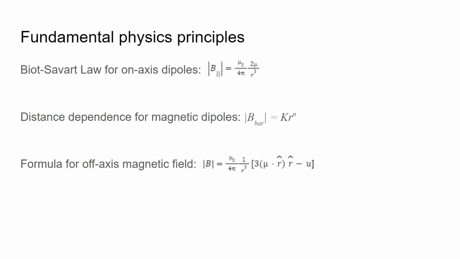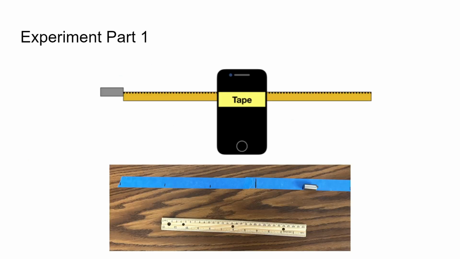The fundamental physics principles of this lab depend on the idea that bar magnets behave like magnetic dipoles. The Biot-Savart law was used to measure the strength of the magnetic fields on axis with the magnet and used to find the magnetic dipole moment mu. The distance dependence formula was used to find the distance dependence value n using the constant k, magnetic field strength B bar, and distance r. The formula for off-axis magnetic field was used to find the strength of the magnetic field at the off-axis point.